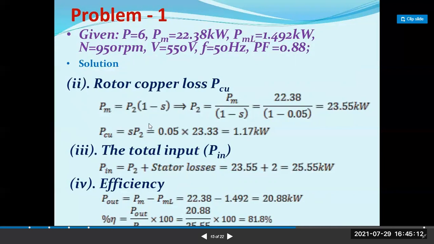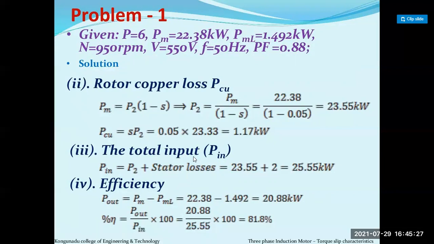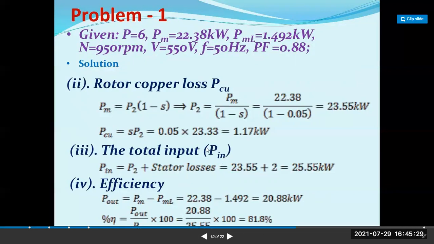Rotor copper loss is related with the rotor input. Rotor copper loss is s into P2. That will give you, with the value 0.05, 1.17 kilowatt. Now the total input is given by P input. P total input is the stator losses plus the output of the stator. That will give you the input power.